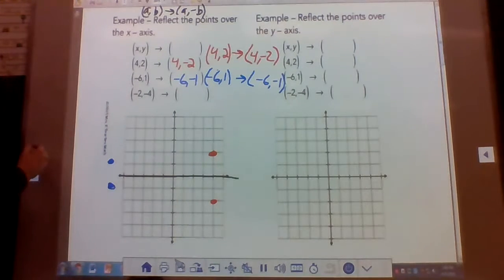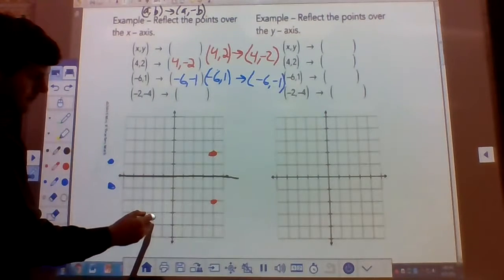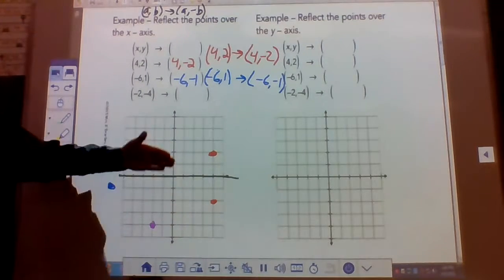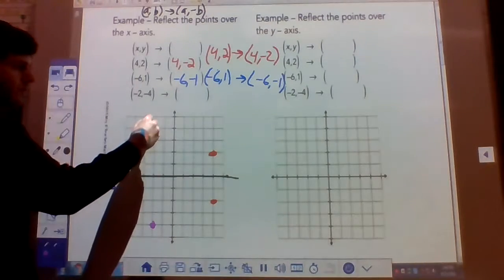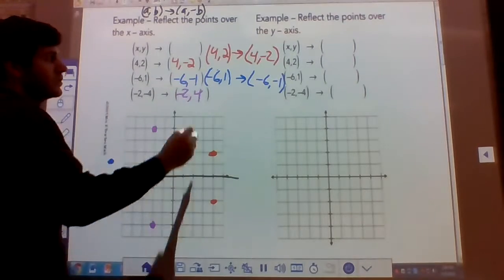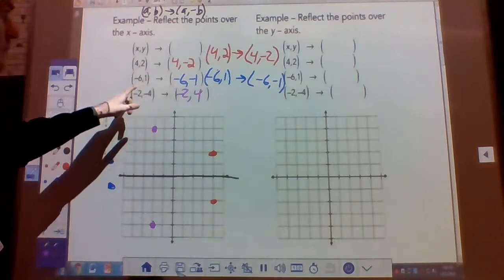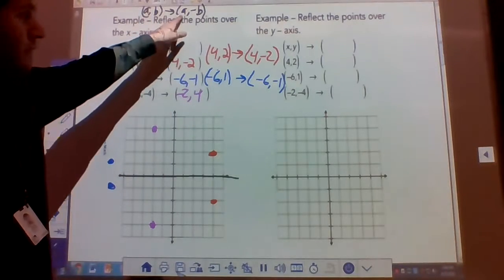The last one here is (negative 2, negative 4). We want to reflect over the x-axis. Again, it's like folding up. It's 4 units below, so it's going to end up 4 units above, which is (negative 2, positive 4). That again fits our equation. Our equation says (A, B) goes to (A, negative B). So 4 goes to 4, negative 6 goes to negative 6, and negative 2 goes to negative 2, because A goes to A.